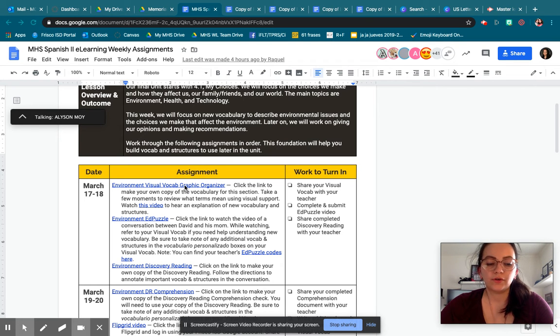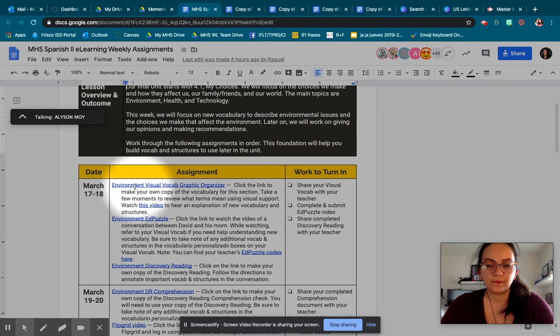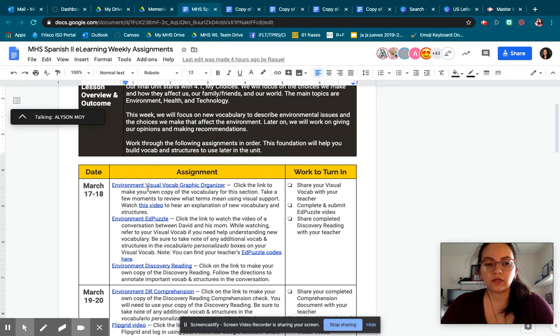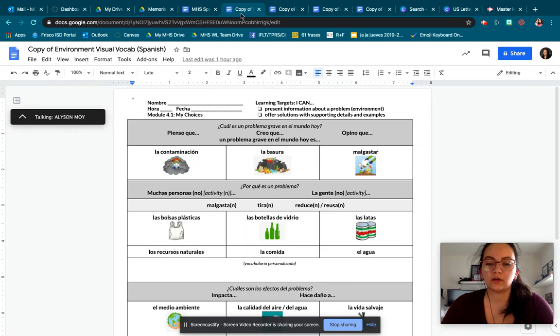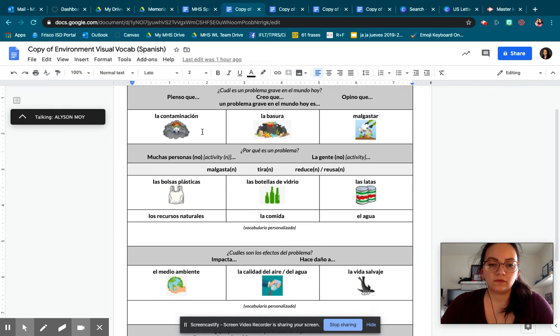Okay, so the first assignment that we had you do was the visual vocab graphic organizer. This one is a bit interesting because you don't really have to do anything with it right away. It would force you to make a copy, and you should have shared this copy with your instructor. So we have the visual vocab.